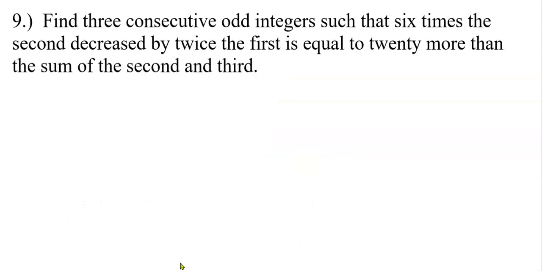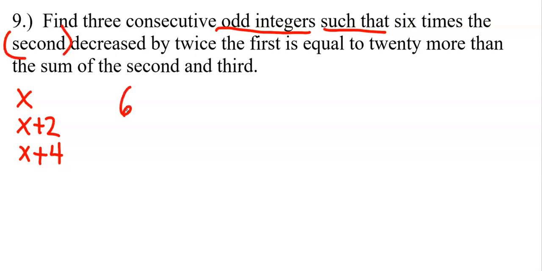Last question. Find 3 consecutive odd integers. So that's the first one. And the next odd integer would be 2 more than that. And the next odd integer would be 4 more than the first. So we want 3 consecutive odd integers such that, here's your hint, 6 times the second. Well, 6 times the second is 6 times x plus 2, decreased, minus twice the first.